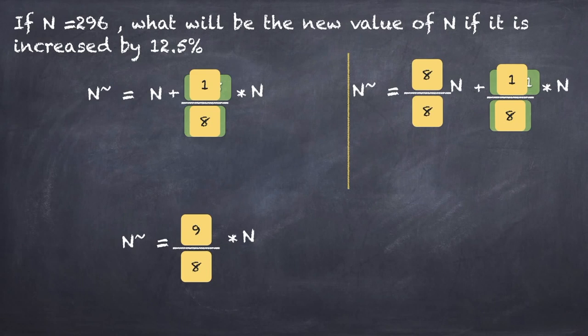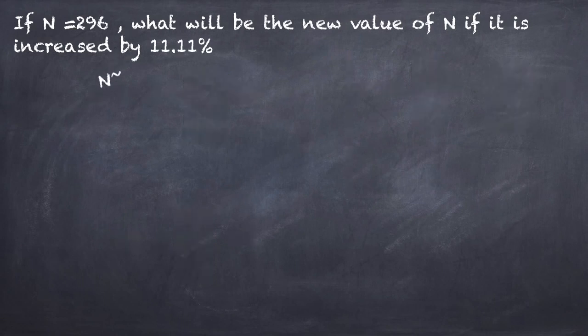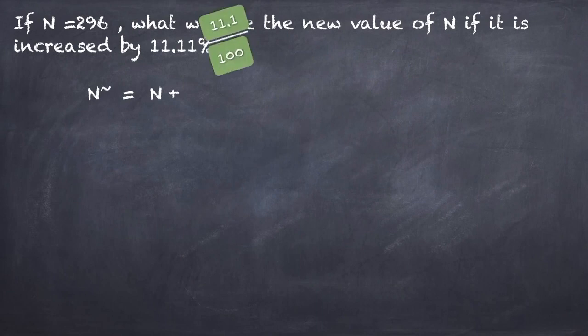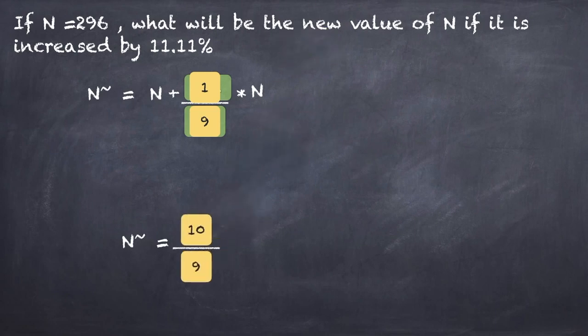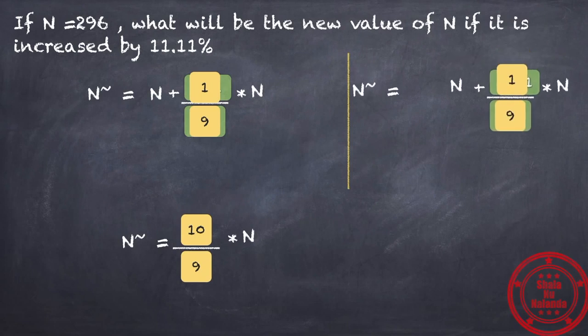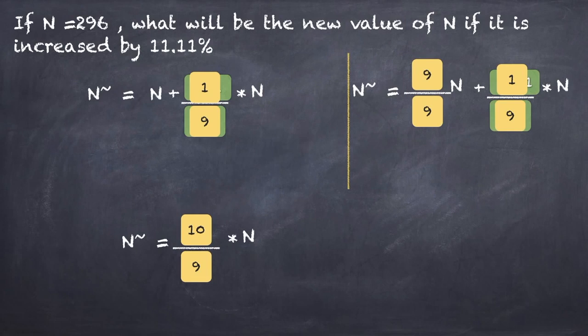Let's try one more practice round of doing this, of forming multiplying factors. Let's say n was increased by 11.11%. So n dash will be n plus 11.11 by 100 of n. 11.11 by 100 can be reduced to 1 by 9. So n dash is equal to n plus 1 by 9, which will result in n dash is equal to 10 by 9 of n. Once again, the shortcut or the method without pen and paper would be, think of n as 9 by 9, and 9 by 9 plus 1 by 9 becomes 10 by 9. So increasing n by 11.11% is the same as multiplying it by 10 by 9.